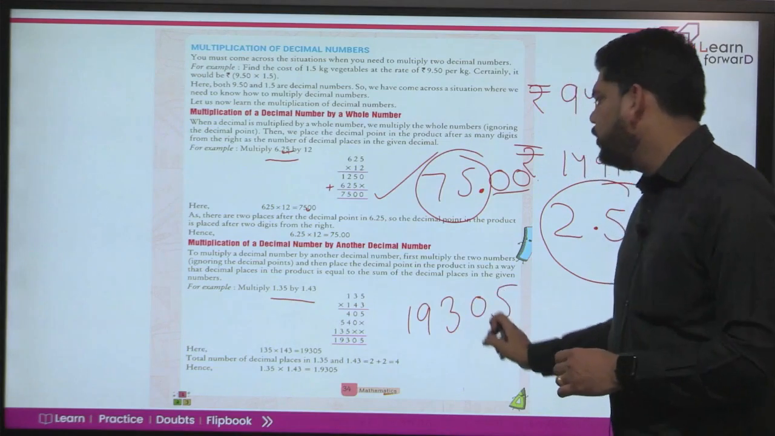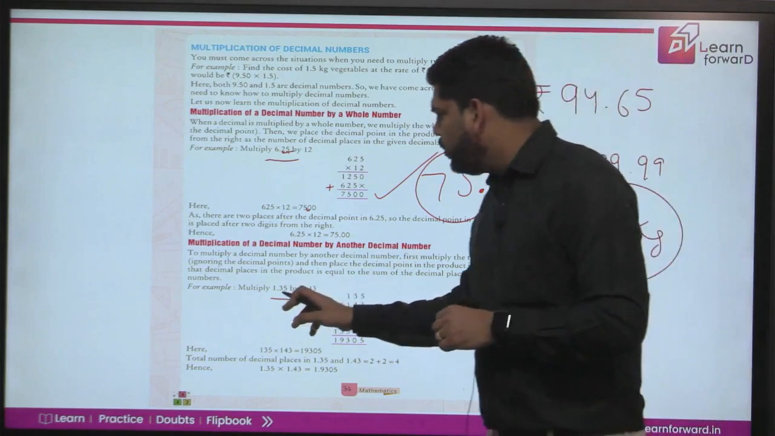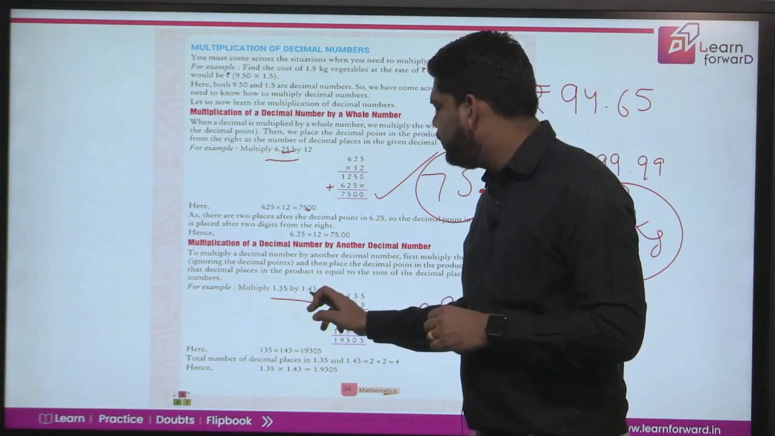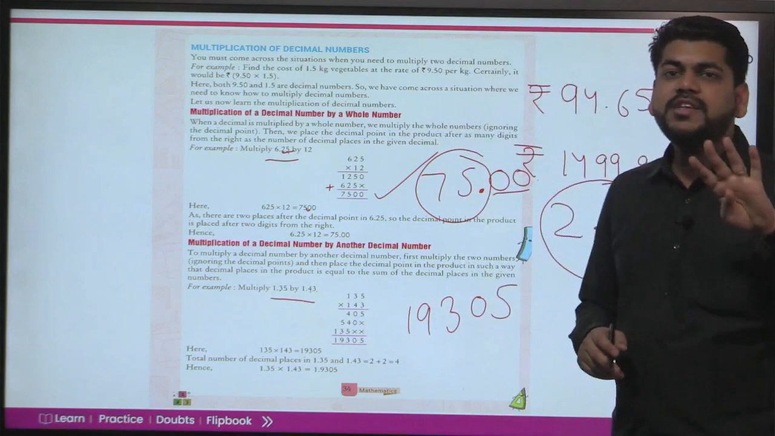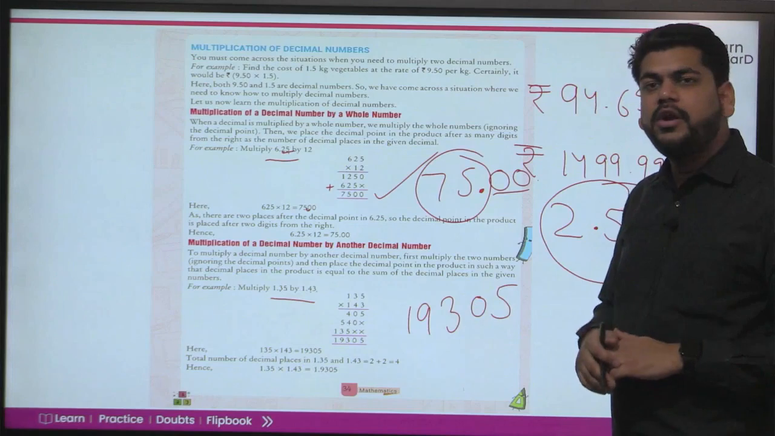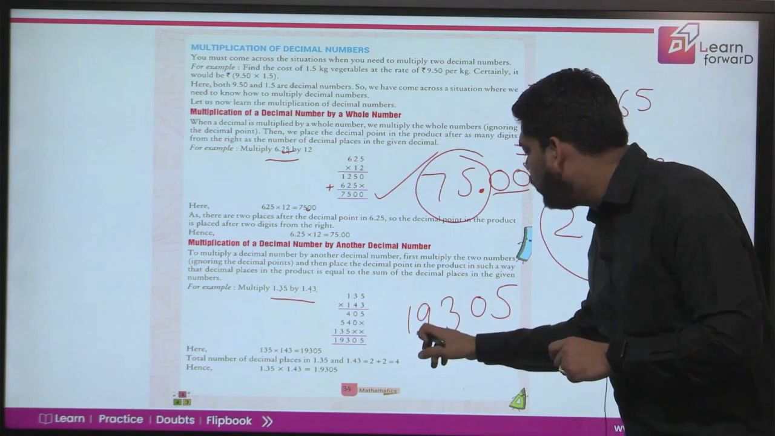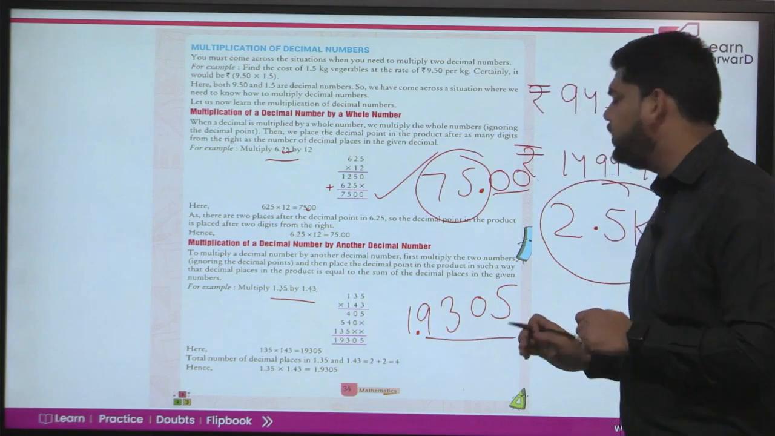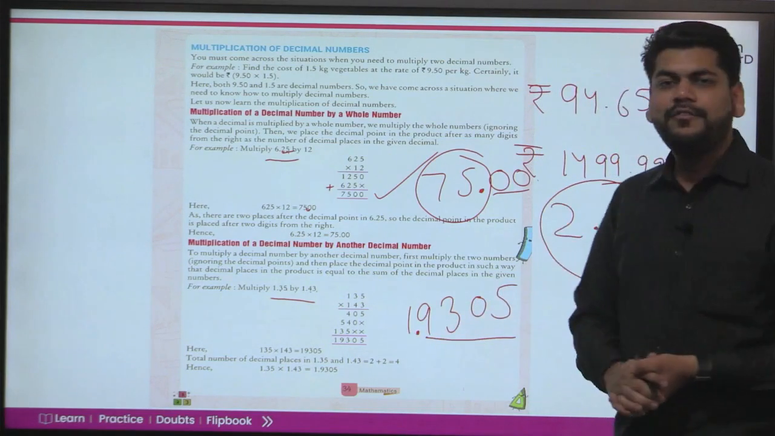19305. Now, look here. How many numbers are there after the decimal? 3, 5, 4, 3. How many are there? 1, 2, 3, 4. Total 4 digits are there after the decimal. So again in this particular question, we'll put the decimal in such a way that exactly 4 numbers come after the decimal. So the answer is 1.9305.